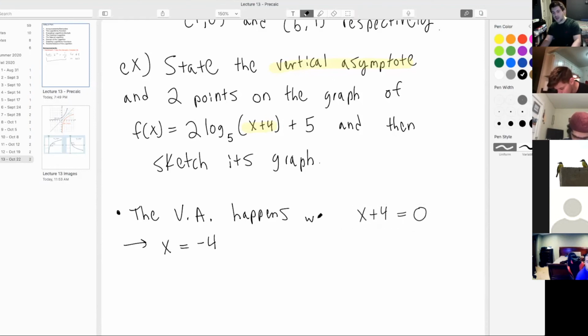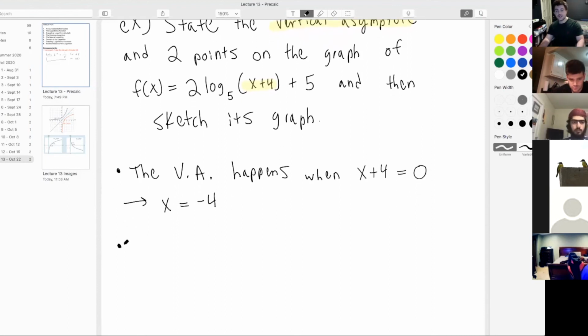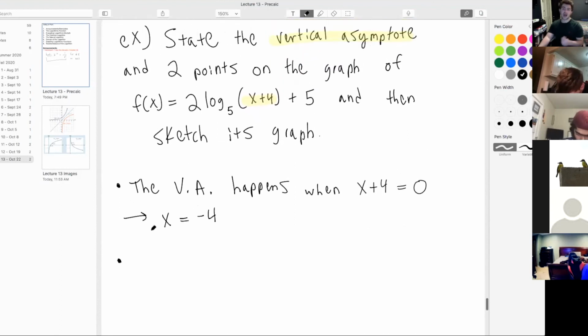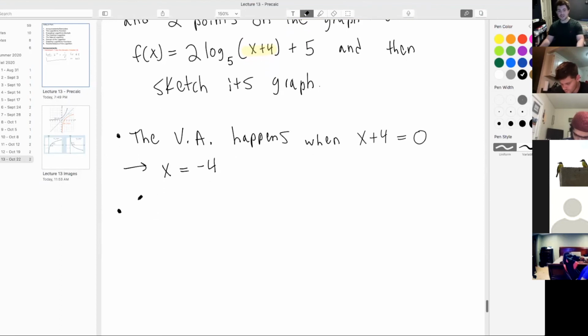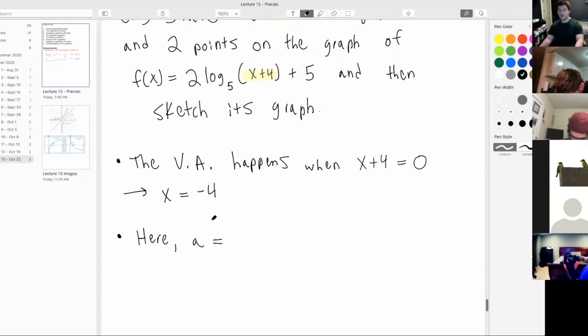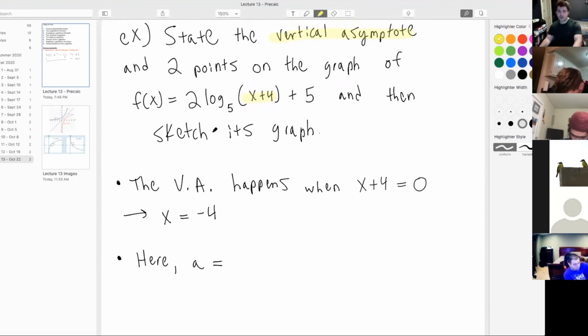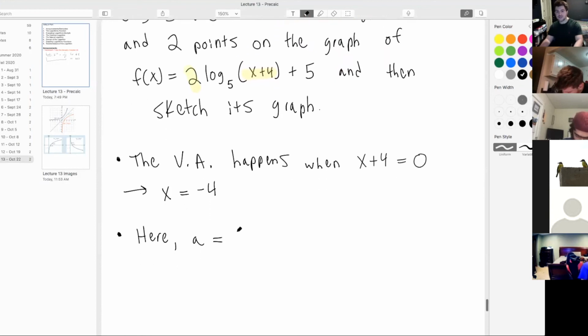So it happens when x plus 4 is 0, and that's precisely when x is negative 4. Okay, good. Now, to get the 2 points on the graph, we need to identify our vertical stretch, horizontal shift, vertical shift. So here, A, which is the vertical stretch, what is that? That's 2. It's that coefficient in front of log. So here A equals 2.